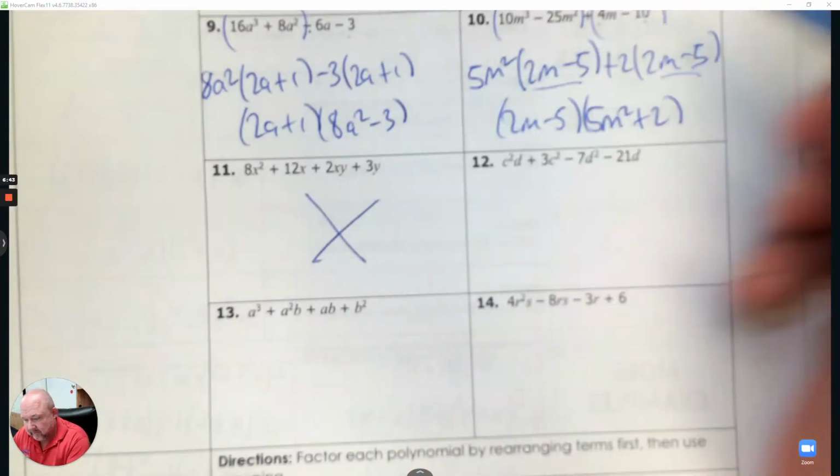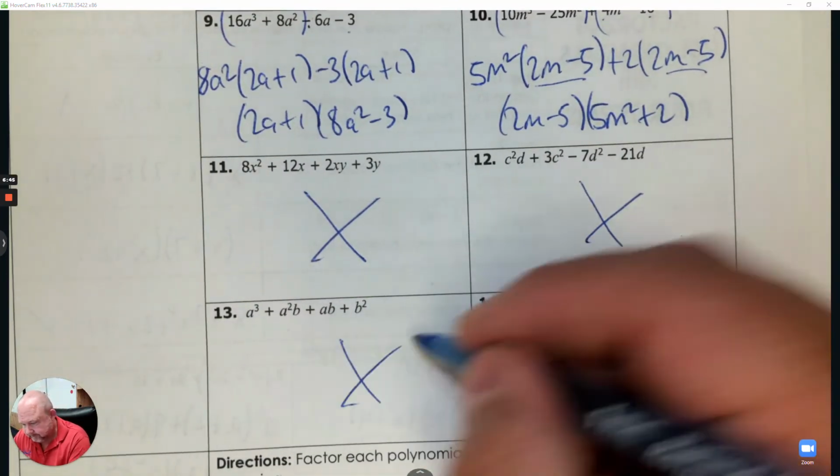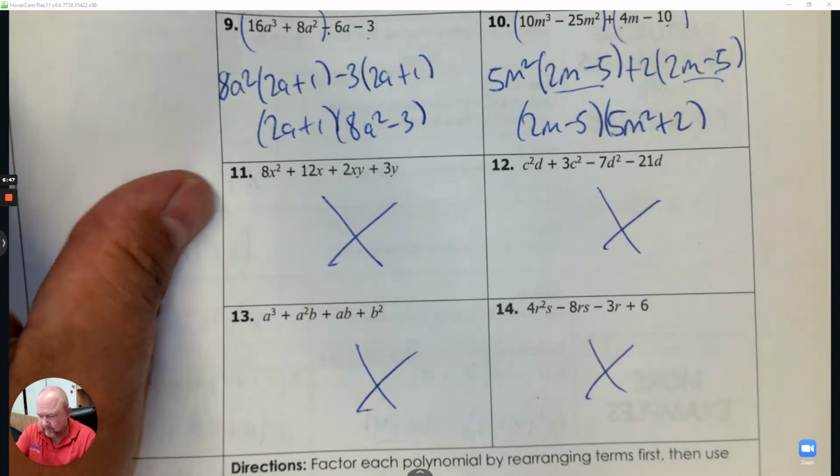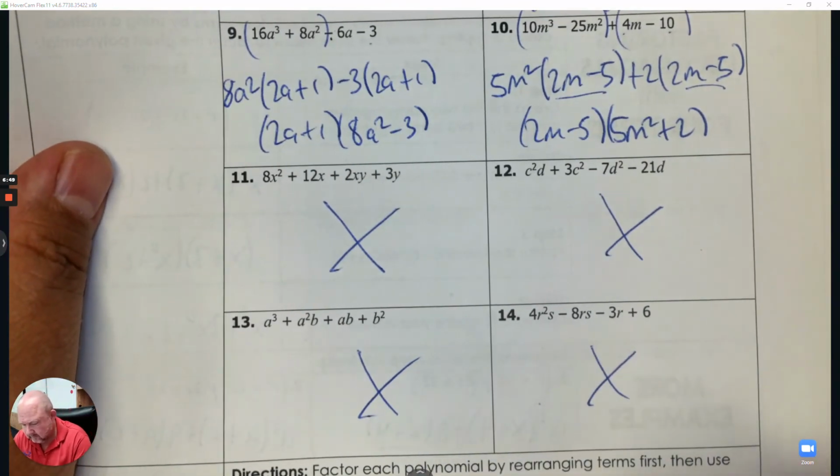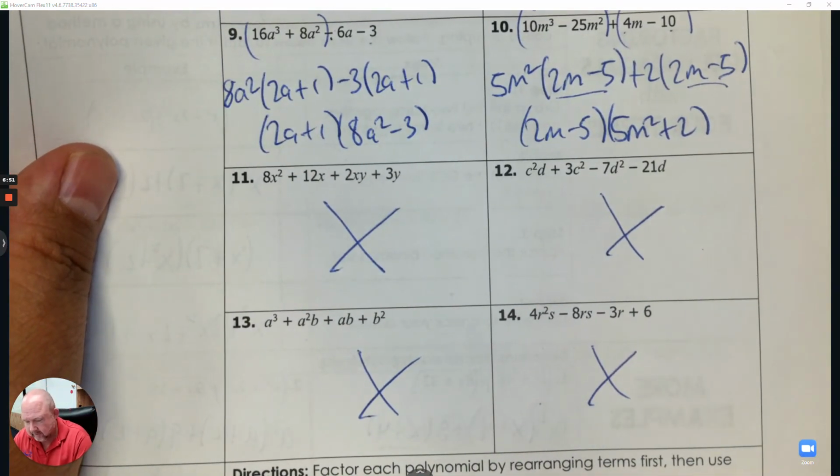Not going to do the multivariable. But look down here. Oh, that's multivariable. All of it is. That's it.